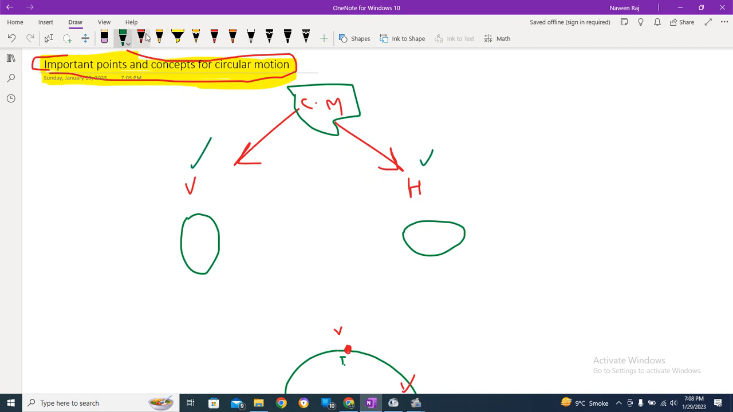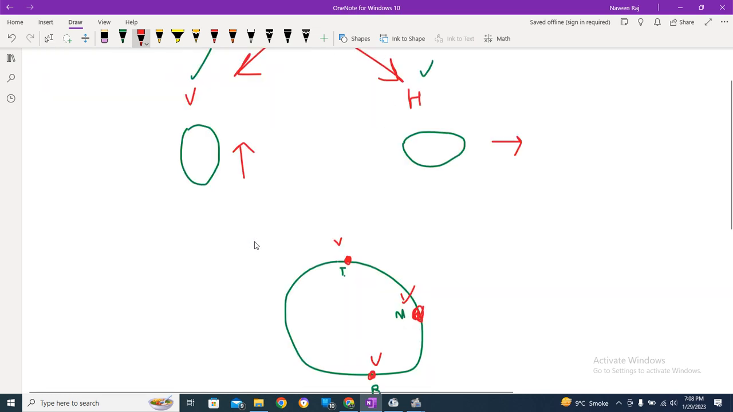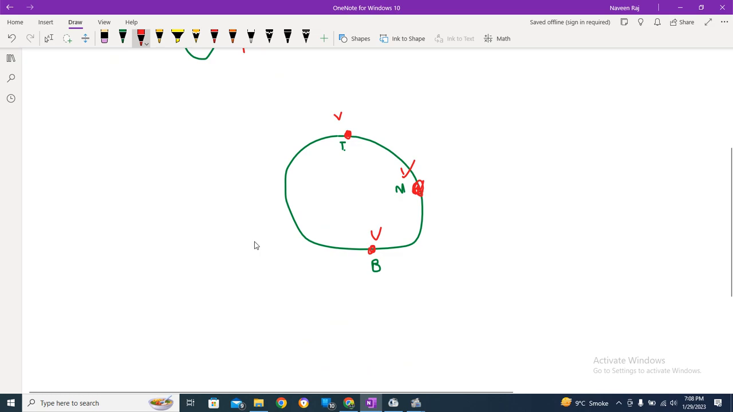In questions, they just confuse you with vertical circular motion or horizontal circular motion, but there's not much difference. It is just that here it is on the x-axis and here it is on the y-axis. In circular motion, a beautiful circle is in front of you, and we have drawn three different points. The uppermost is the top point, the middle one is called the midpoint, and the bottom one is called the bottom point.